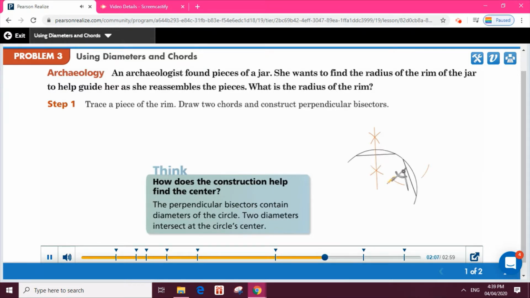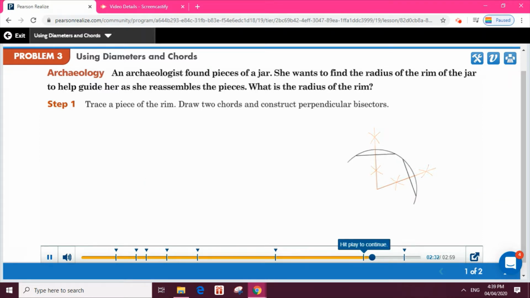With the same compass setting, put the compass point on the other endpoint of the chord. Then draw two more small arcs to the right and to the left of the segment. The intersections of the arcs are points on the perpendicular bisector. Draw a line through the 2 points. This is the second perpendicular bisector. Notice the right angles formed by the chords and their perpendicular bisectors.